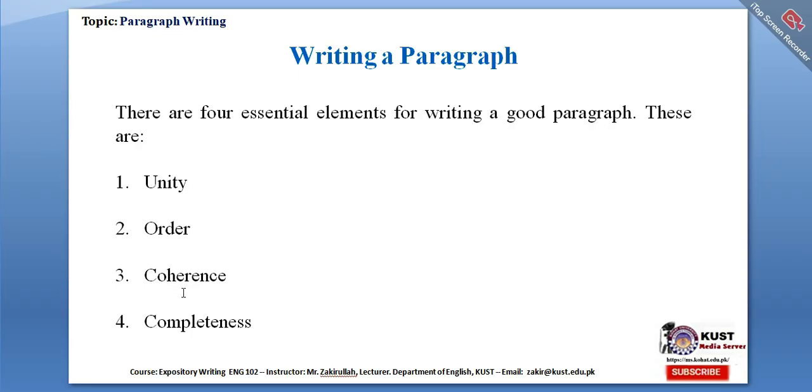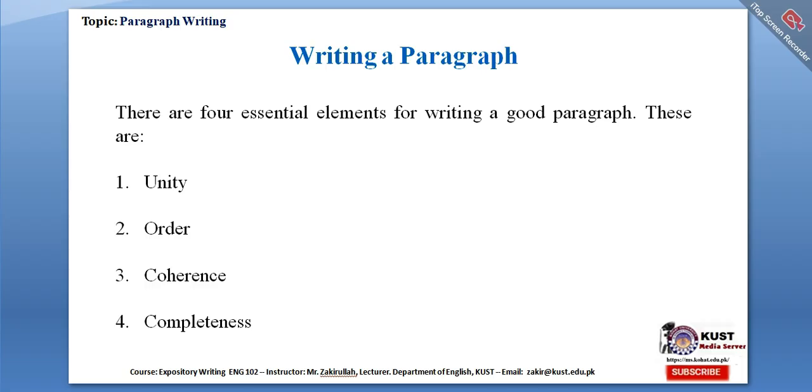The third essential element is coherence, which means that the ideas in a paragraph are smoothly connected. This is achieved through the use of different transitional elements that we have discussed in the previous lecture. Also, you can give clear references, you can repeat the keywords or phrases which help the paragraph flow naturally from one sentence to the next.